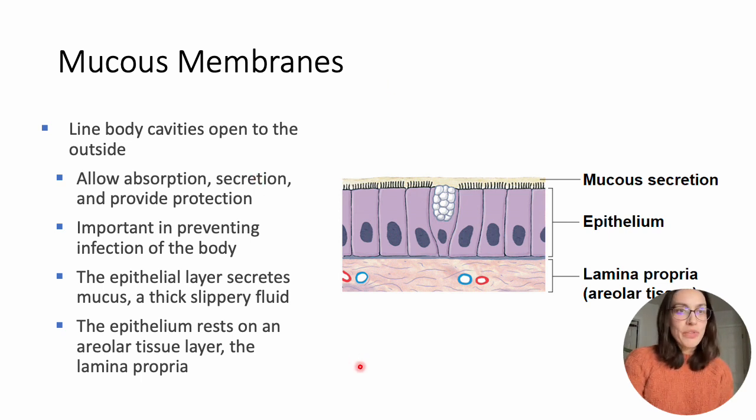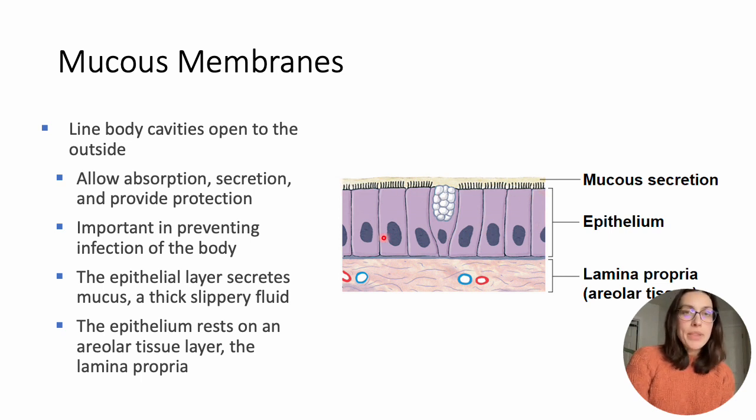They're important for preventing infection of the body, and there is an epithelial layer of cells with a modified epithelial cell here. Who remembers what this cell is called? A goblet cell that secretes mucus, and then you have some cilia that move that mucus around and sweep and brush through it. And mucus is a thick, slippery fluid that's going to rest on top here.